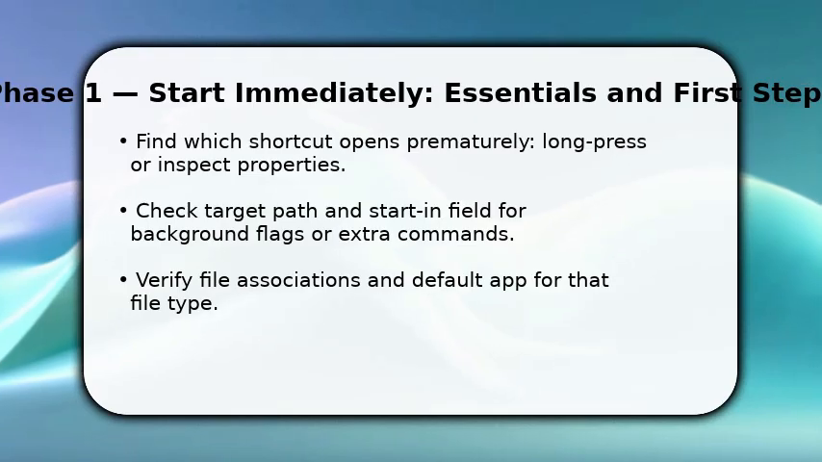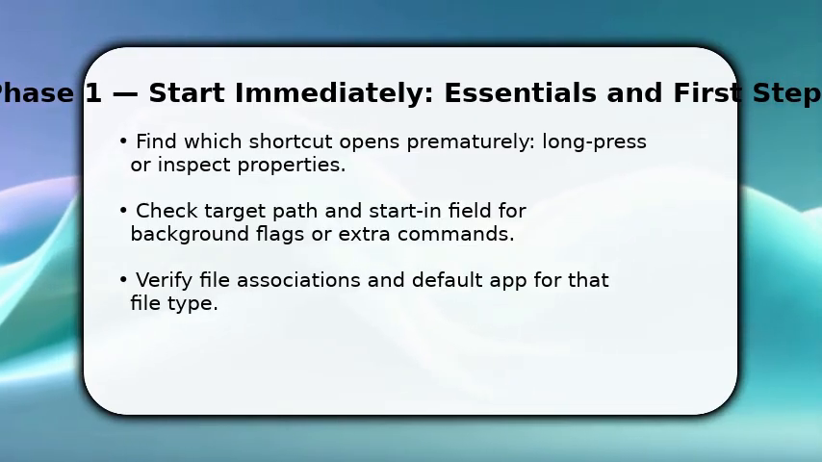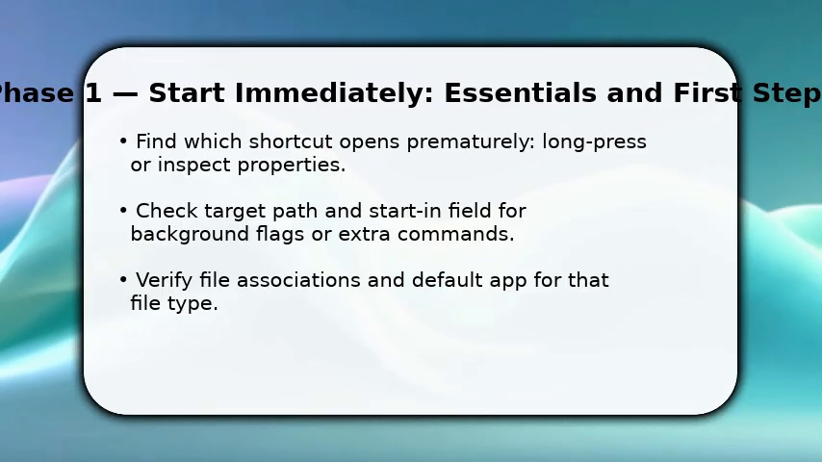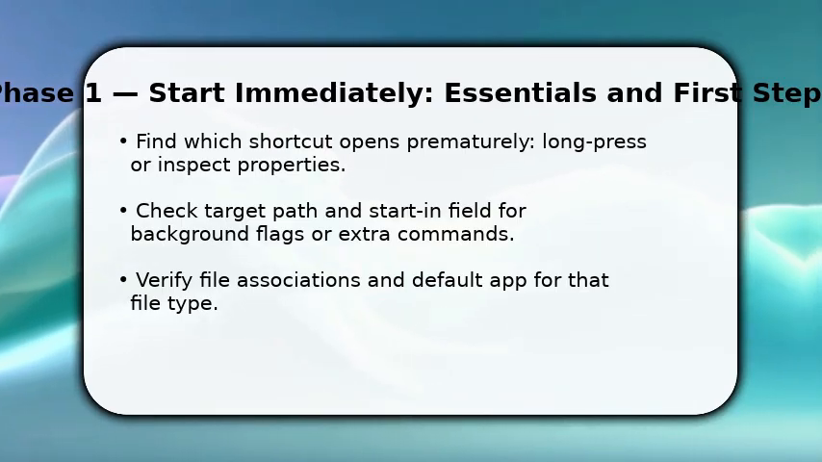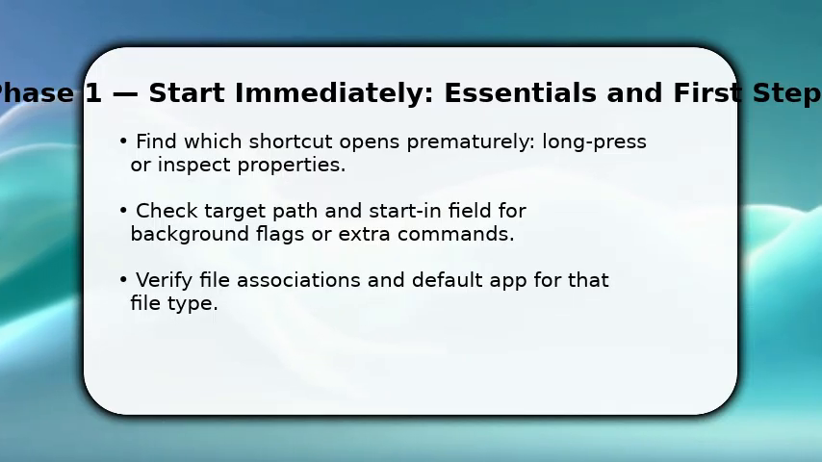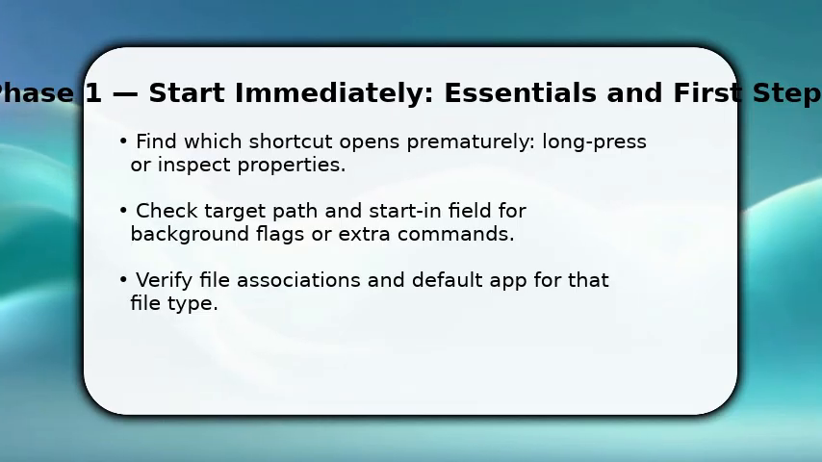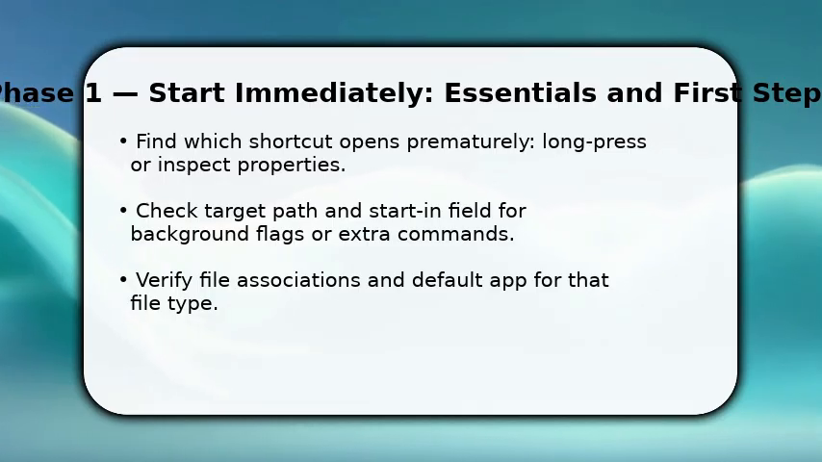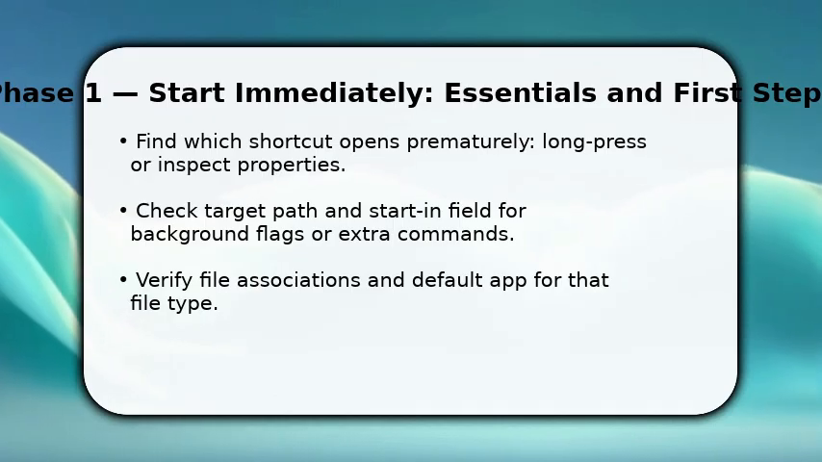Enjoy the video. You start by locating the exact shortcut that fires before the app, open its properties, and inspect the target and shortcut key. Once done, look for extra command line flags or helper executables appended to the target, because those often run first. Make sure to test by running the target file directly from File Explorer. This helps you confirm whether the shortcut wrapper or the app is causing the behavior.